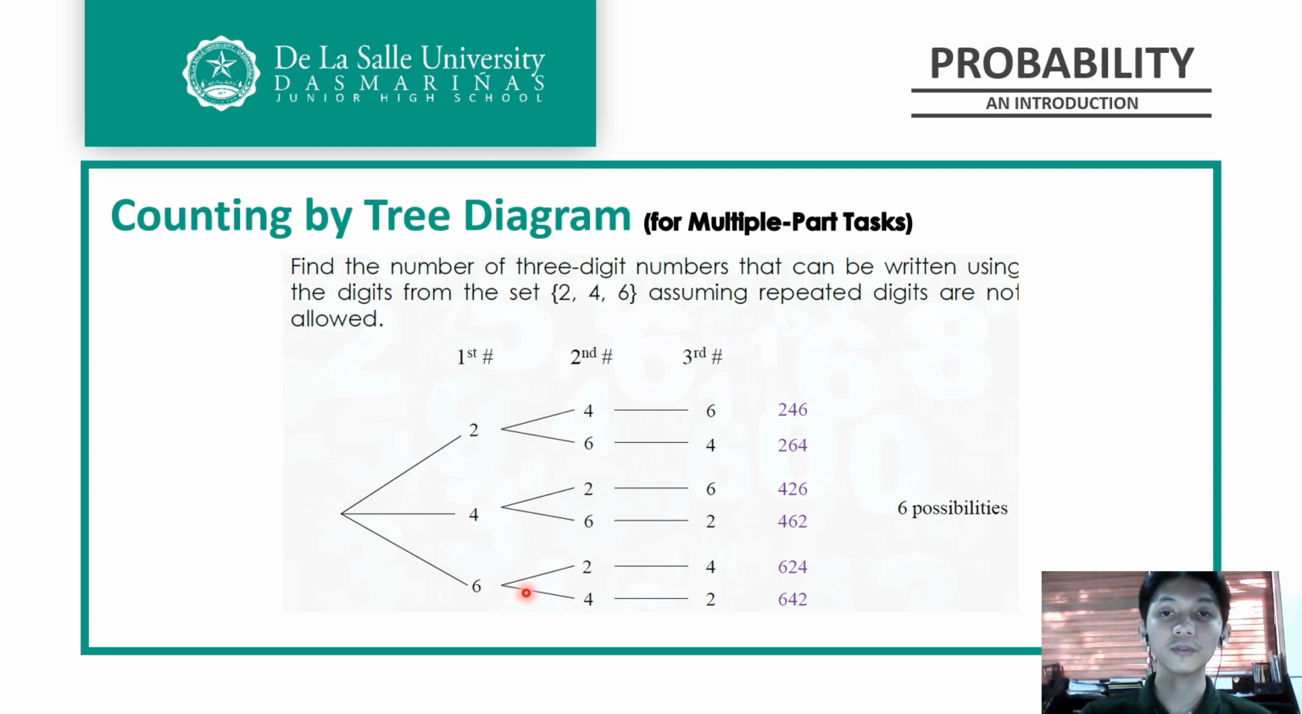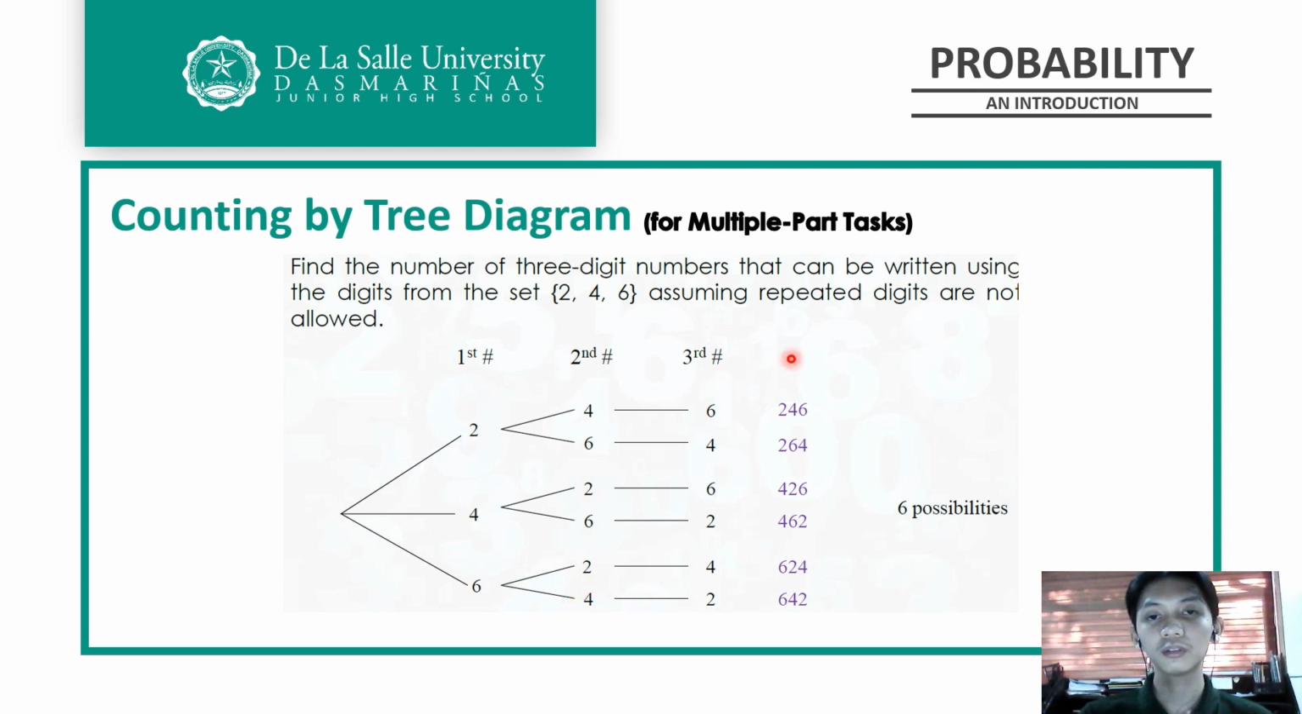Alright, for the second part of this experiment, we have to choose the second digit. For the first branch, we can only choose between 4 and 6 since 2 is already taken. For the second branch, we can only choose between 2 and 6 since 4 is already taken. For the last branch, we have 2 and 4 since 6 is already taken. So in the second part, we already have 6 branches.